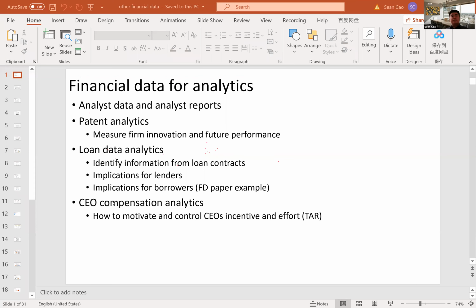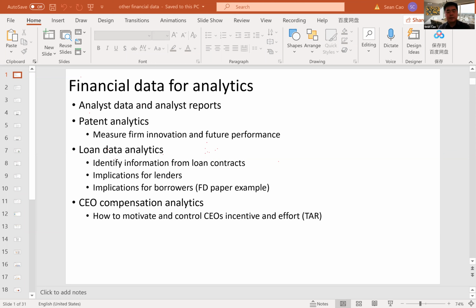So we will talk about four important data today. As a finance major, these are very important data sources you need to understand. Let's first recap what we talked about in previous sessions, and then we will go over today's session.